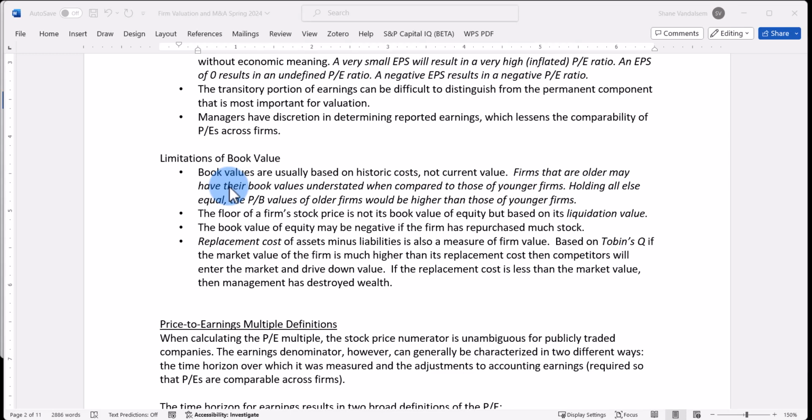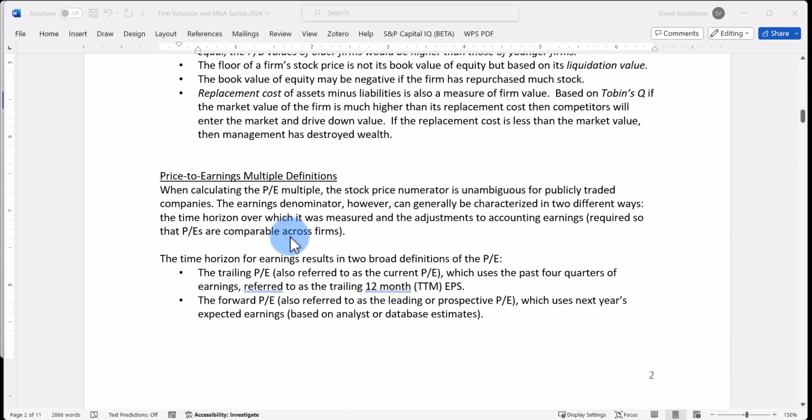I'm going to dig in now to the price to earnings multiple definitions, and I've got a short spreadsheet that I'm also going to use here. So when calculating the price to earnings multiple, the stock price numerator is unambiguous for publicly traded firms. We can look up the number. It's not something we have to guess at. We know what the stock price of McDonald's is today.